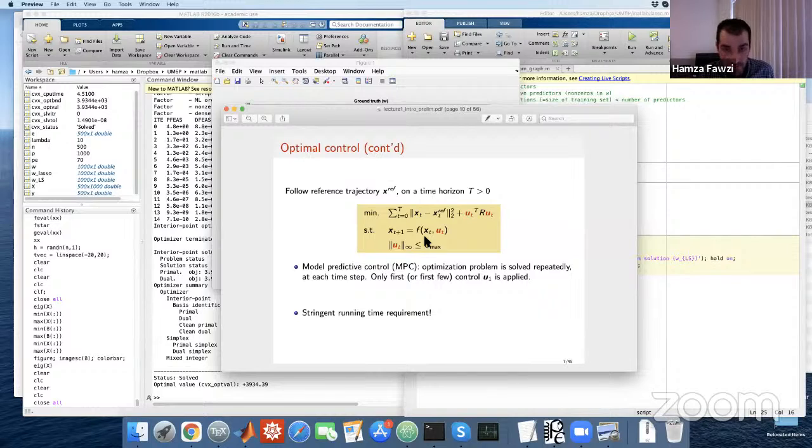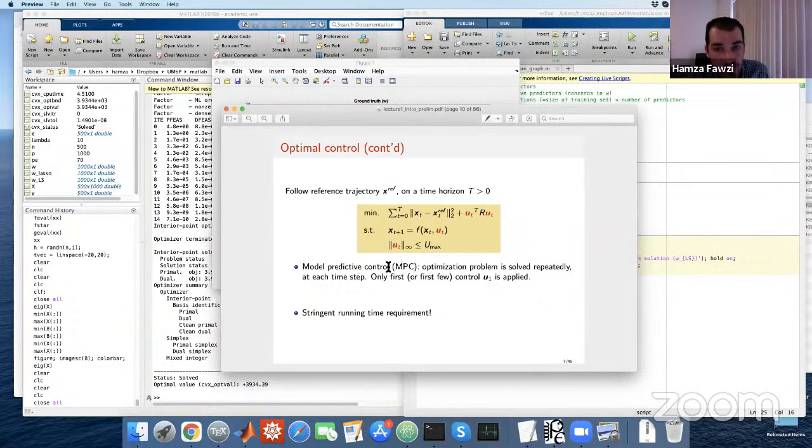So for example, this optimization problem is solved, let's say, 10 times every second, with a certain horizon T that could be, let's say, 10 steps ahead or 20 steps ahead. In this model predictive control framework, you only apply the first input, and then you go to the next step and resolve the problem in the next state, at the next time step.